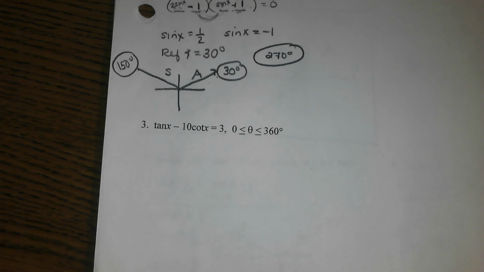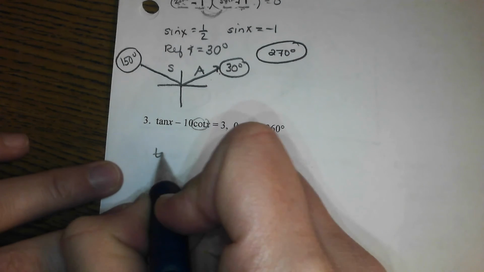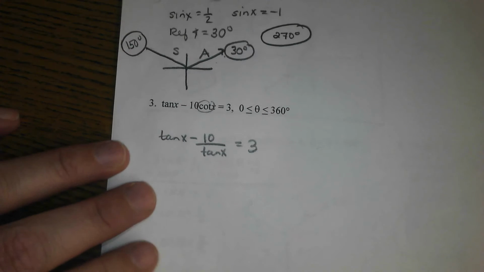Okay, last one. Tan and a cotan. Ooh, what's your thought here? Cancel what? Kind of what you got yesterday with the homework quiz. Something with that cancellation. If you were multiplying tangent by cotangent, it actually would cancel. But you probably want to make this 1 over tangent. So you have tan x minus 10 over tan x equals 3.